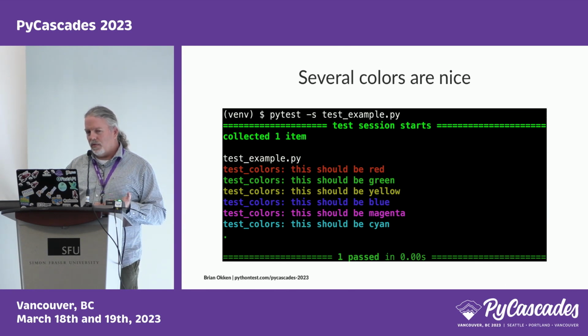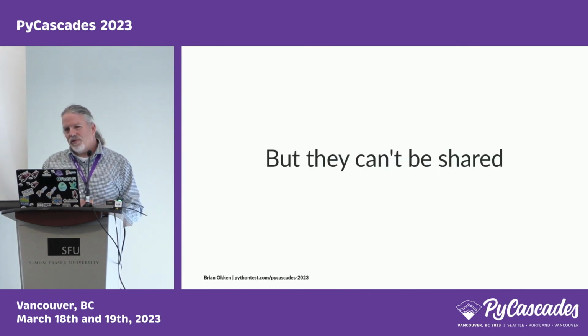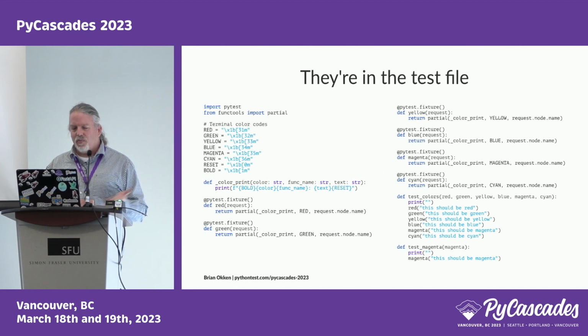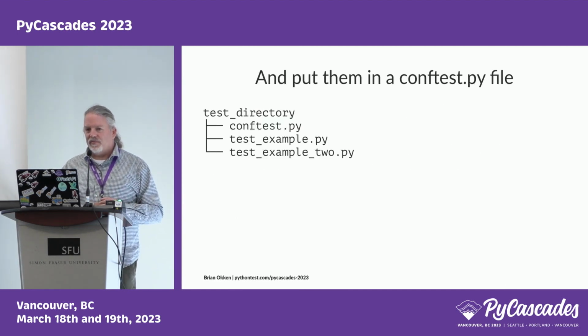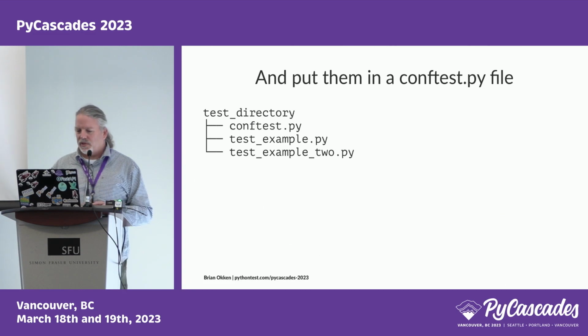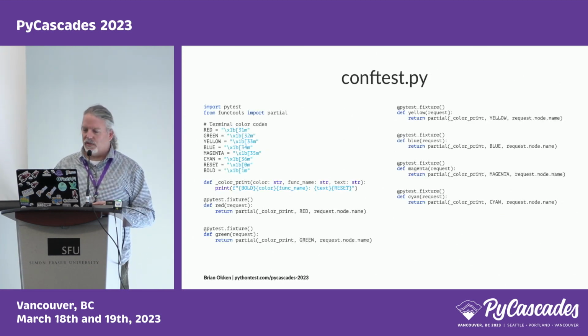So I've got all these fixtures, and I've used them within my test, and that's nice. And it was fun, but I can't share them with anybody because they're stuck within the test file. I have to get them out of there. So let's free them. We've got to set them free and put them in a conftest file. That's the first way we can share things, and it's that file right there. I've got a conftest file and 2 example tests. So our tests, I've taken them out of the original test file.